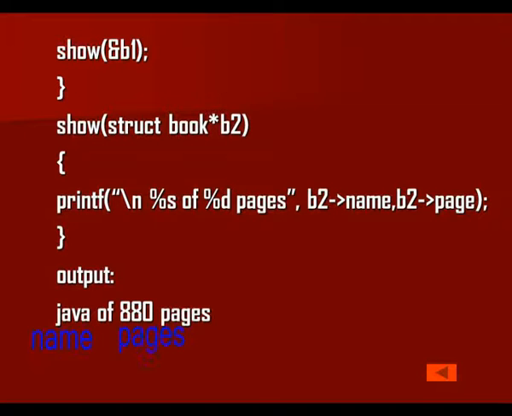So these are the two ways of passing the arguments to a function. The first program we saw passing by value, and in this program we have seen passing by address. So this is the concept of passing structure variables to a function.